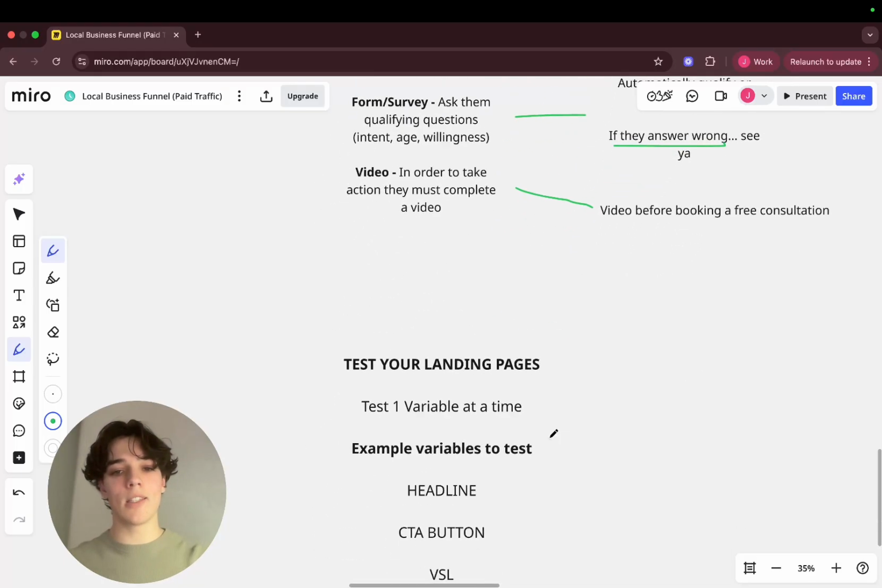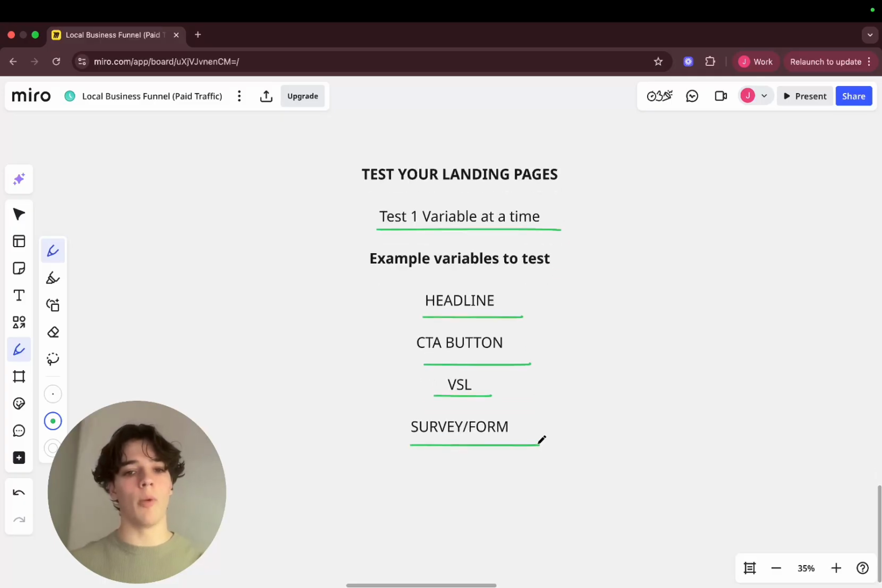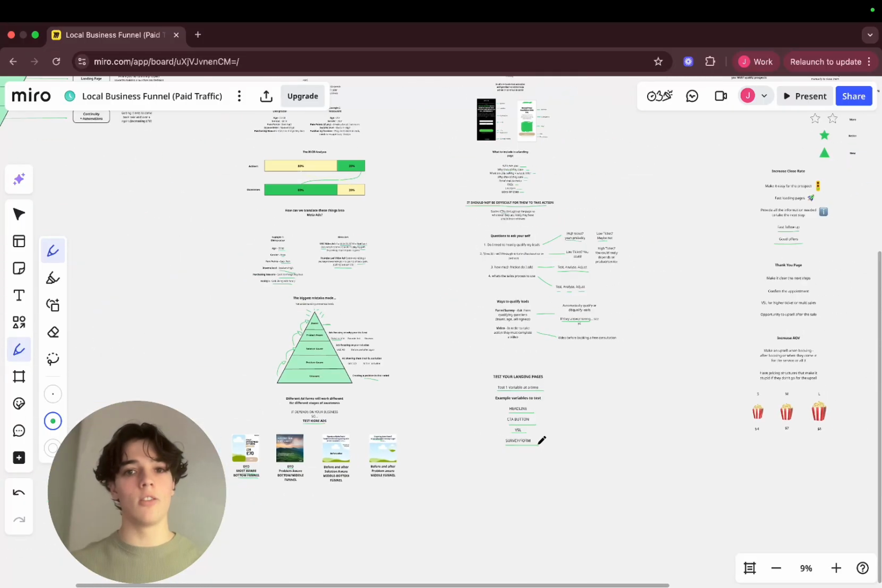And then, like I said before, testing your landing page. Change one variable at a time. Like you could change your headline, your CTA button, your VSL, which is your video sales letter. So a video on your page basically selling. And a survey or form. You might want to change your form to create more friction or to create less friction. So that's your landing page.